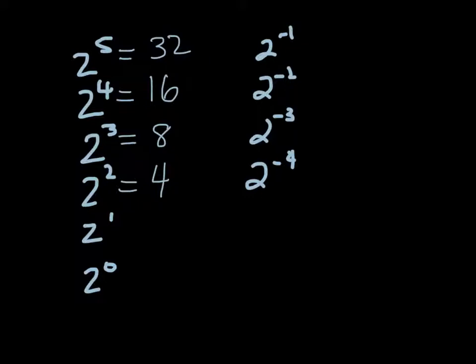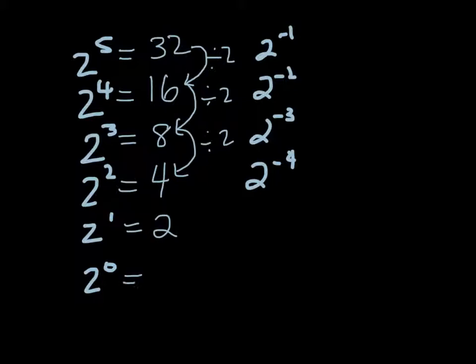We're going to stop there for a second, and I just want you to see the pattern of what is happening between these numbers as we count down. If you can tell me that these are all getting divided by 2, then you are correct. We're going to continue this pattern, so you can just tell me without doing the actual work. 2 to the power of 1 is 2. We keep going with that pattern. 2 to the power of 0, if I keep halving it, will be 1.